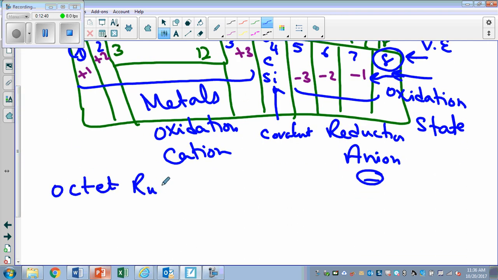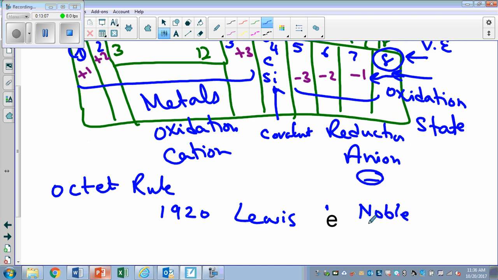So in 1920, Gilbert Lewis, a scientist, realized that a lot of atoms in compounds try to achieve a noble gas configuration. He saw that they lose valence electrons or gain valence electrons, but the whole purpose of losing or gaining valence electrons is to get the noble gas configuration. And he said that tendency is called the octet rule.